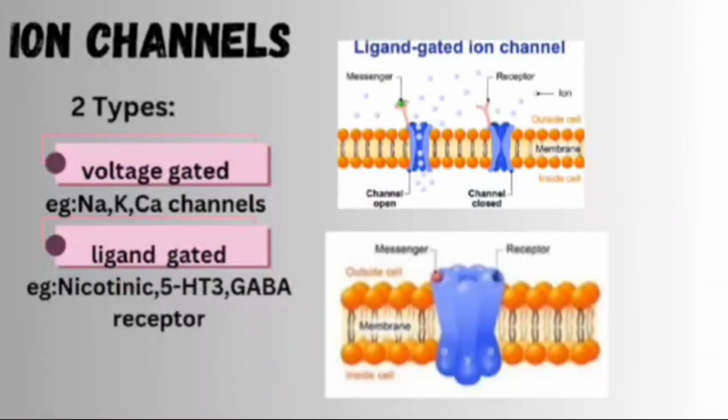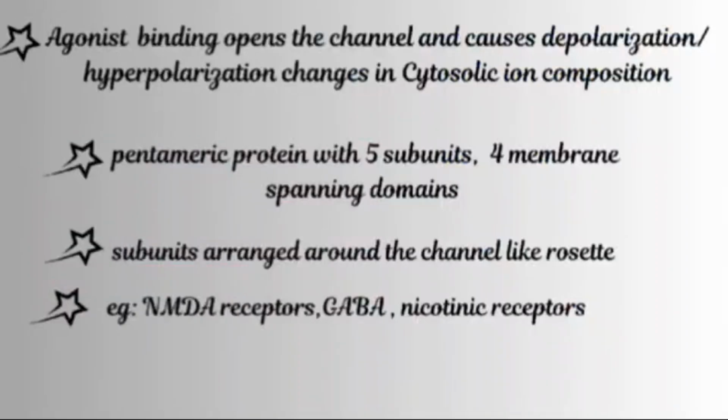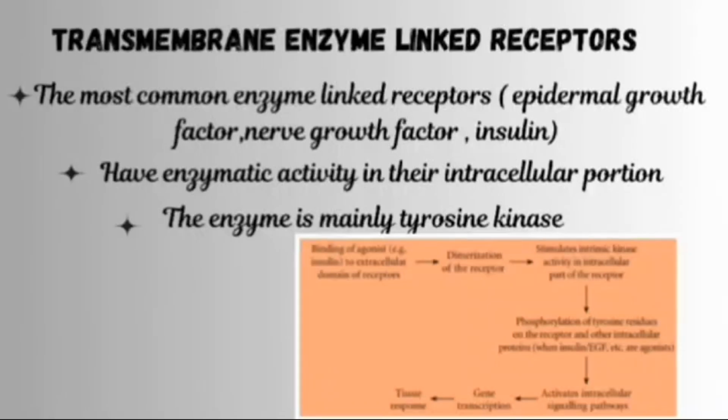Ion channels. There are two types of ion channels, voltage gated and ligand gated. Examples of voltage gated are sodium, potassium, calcium channels, and ligand gated are nicotinic and GABA receptors, etc. Agonist binding opens the channel and causes depolarization, hyperpolarization, changes in cytosolic ion composition. Pentameric protein with 5 subunits and 4 membrane spanning domains, subunits arranged around the channel like a rosette, NMDA receptor and GABA receptors.